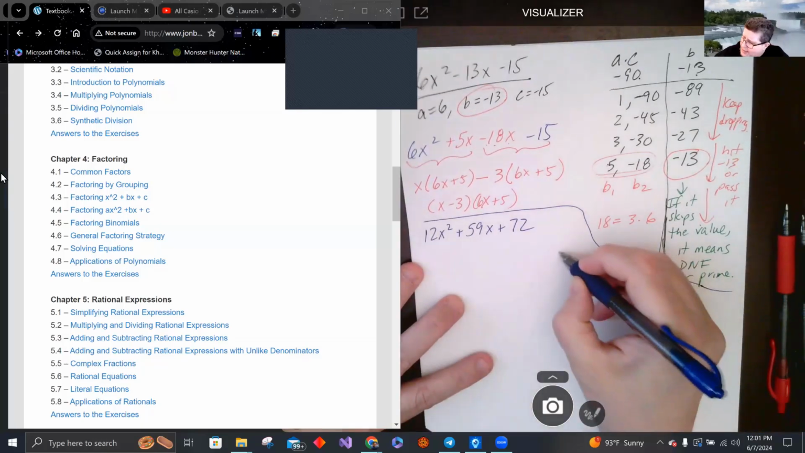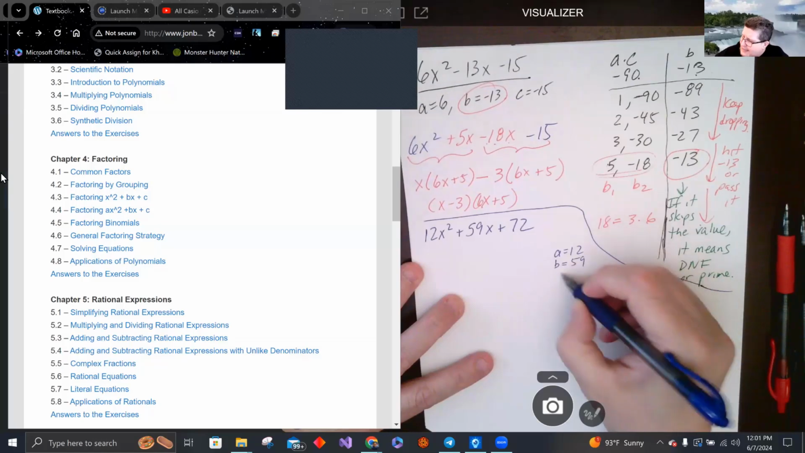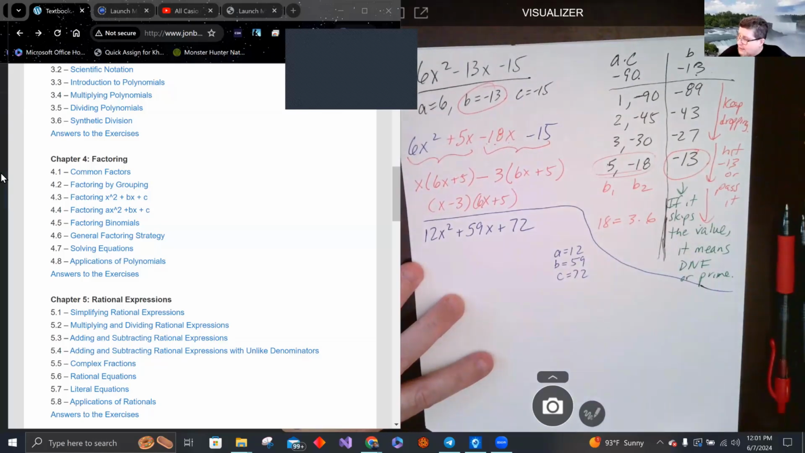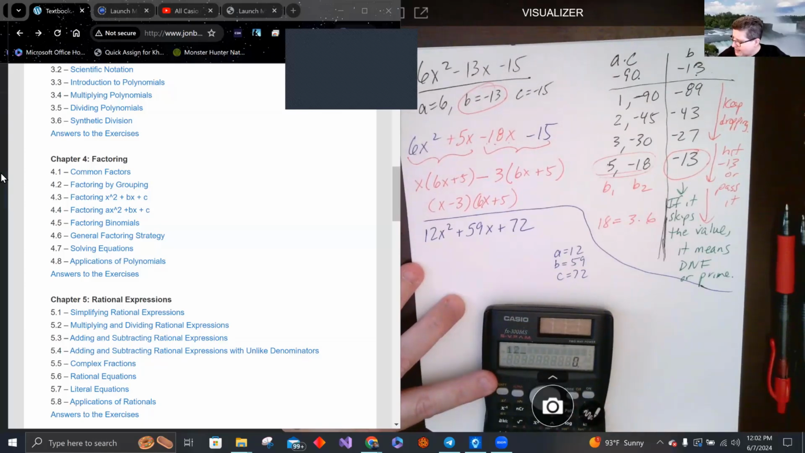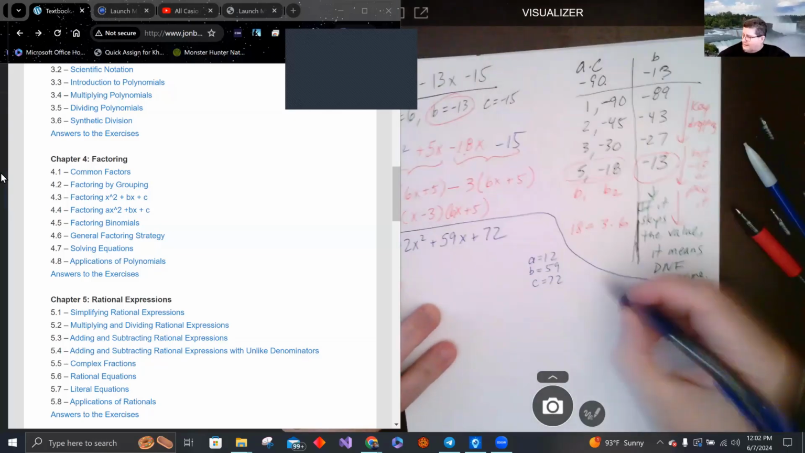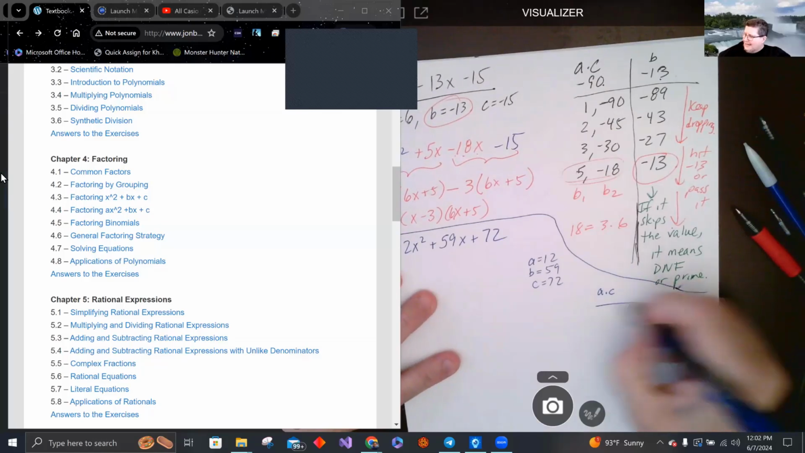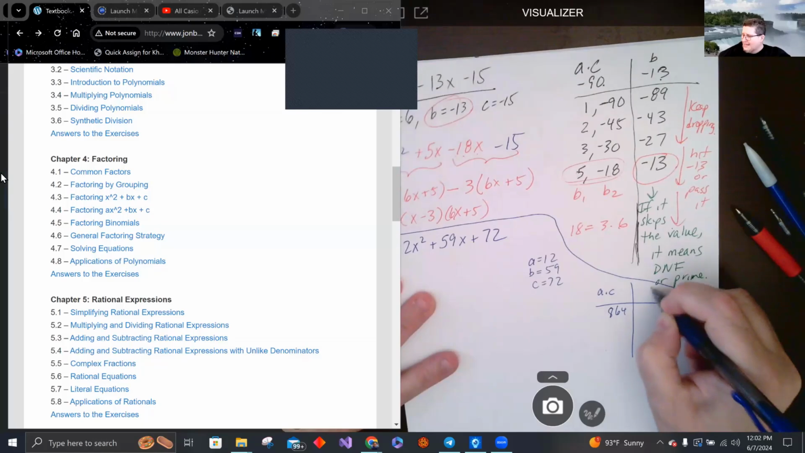So my A is 12 here, B is 59, C is 72. They're all positive, so what I'm going to have is positive. A times C, 12 times 72. Did I write down the problem I want to do? Yeah. 12 times 72 is 864. I need things that multiply to 864 but add to 59.